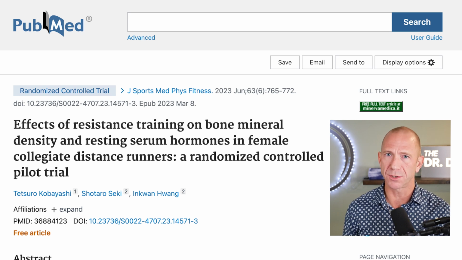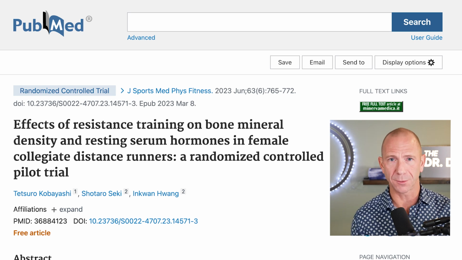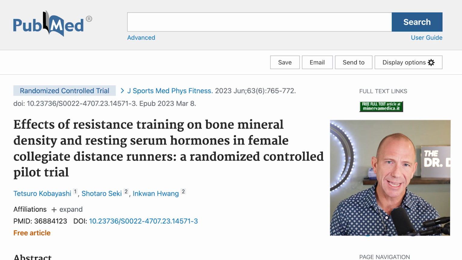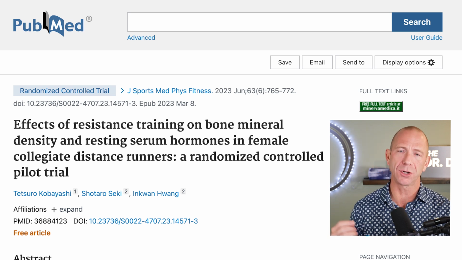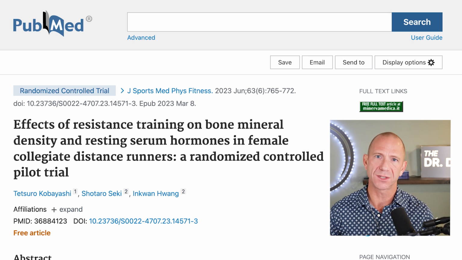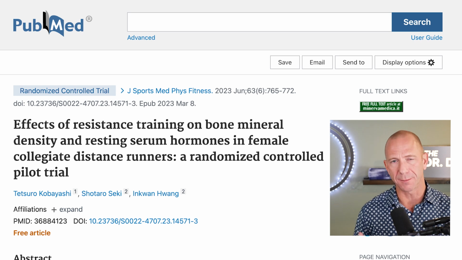They measured P1NP, which is the buildup marker that we're looking at. And then they also measured NTX, not CTX, and NTX is a urine-based breakdown marker that's similar to CTX. It measures a similar thing, but it measures it in urine, not in blood. So let's talk about bone mineral density first.